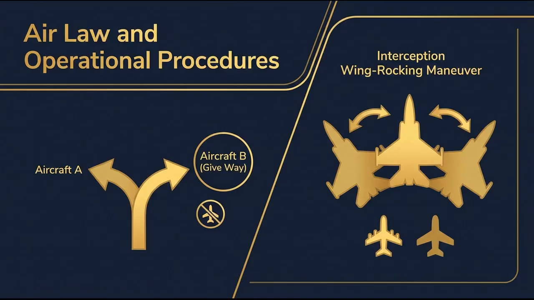According to ICAO Annex 2, if two aircraft converge at approximately the same altitude, the aircraft that has the other on its right must give way by altering heading to the right to pass clear behind.